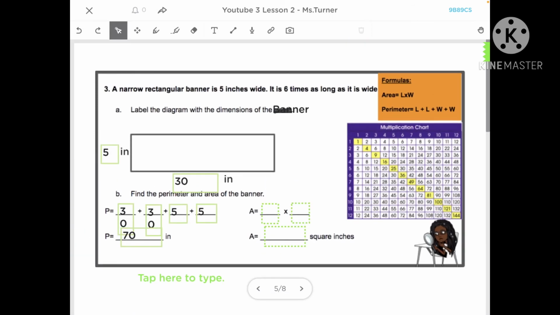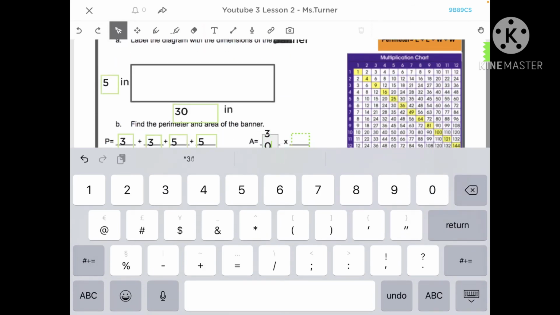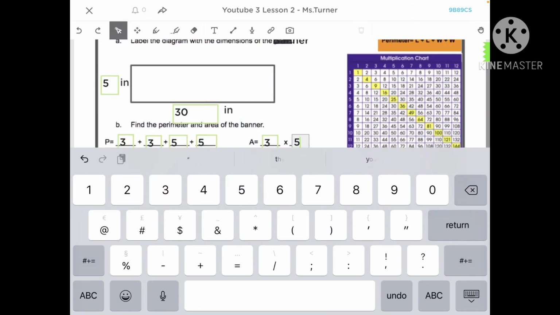Now we also need to find our area. Area equals length times width. What's my length? Good, 30 inches. What's my width? Good, 5 inches. So instead of saying area equals length times width, I can say area equals blank times blank. Fill in those blanks for me. Good, yes, area equals 30 times 5.